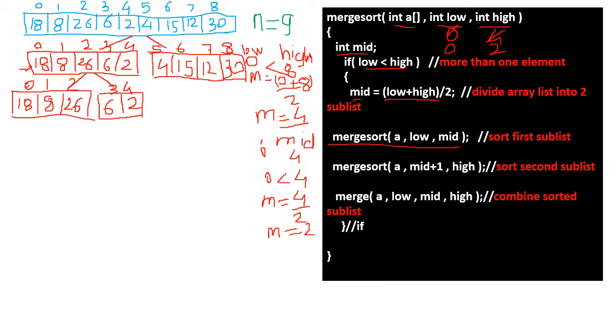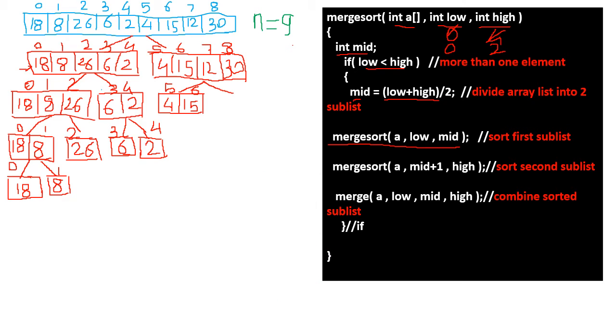Again check, is 0 less than 2? Yes, 0 is less than 2. Then again find the mid, that is 2 divided by 2. Here we get 1. Our mid value is 1, our midpoint is 1. Again this list is divided into two sublists.